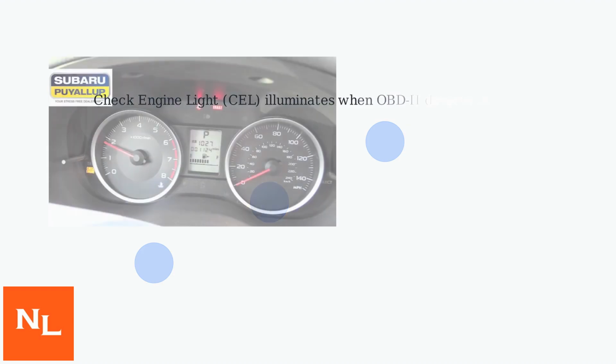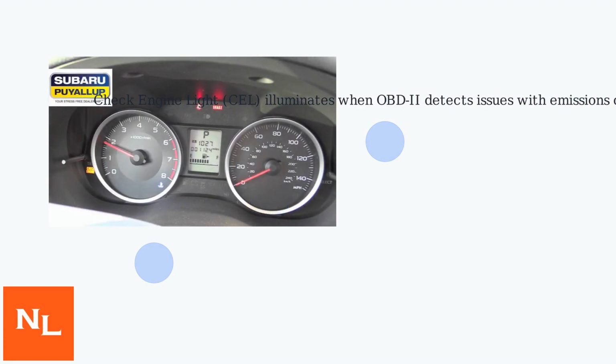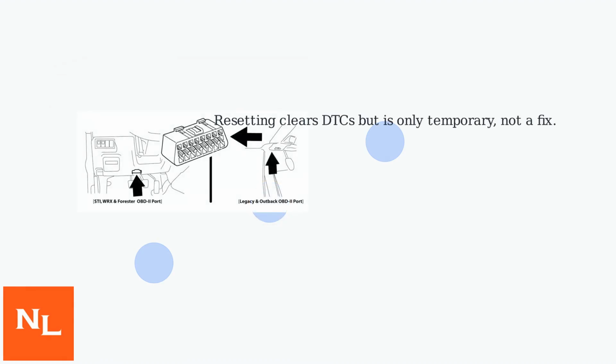The check engine light, or CEL, also called malfunction indicator lamp, illuminates when your Subaru Forester's onboard diagnostic system detects a problem with emissions, engine performance, or other systems. Resetting the CEL clears diagnostic trouble codes, but it's crucial to understand this is only a temporary measure, not a fix. As of October 2025, Subaru emphasizes diagnosing the underlying problem before attempting a reset.